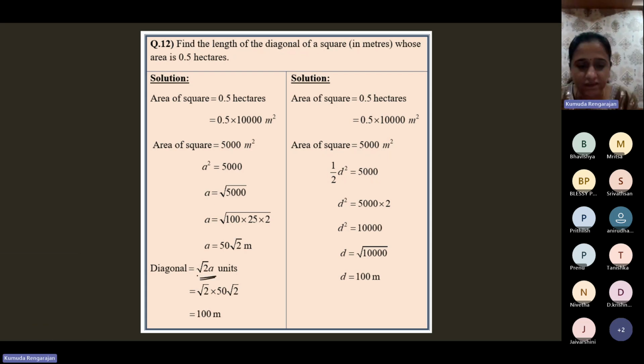The other formula is diagonal is equal to root 2 into side. So we find the side of the square and then root 2 into side to get the diagonal. Here we use the formula directly, which involves the diagonal: area of square is equal to half d square, and find d.